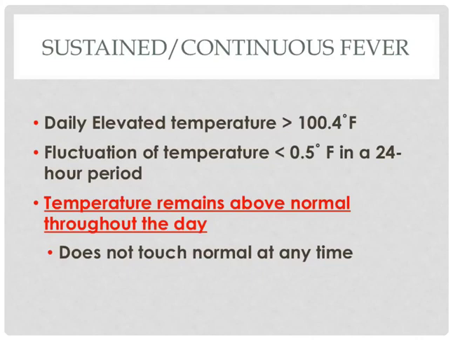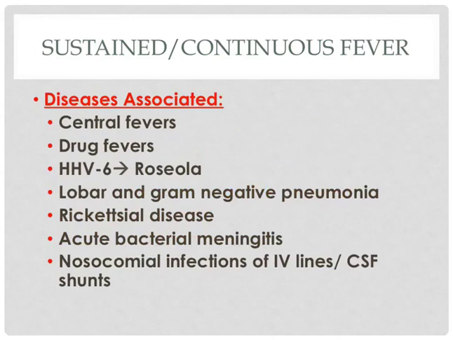So the common diseases associated with this kind of pattern: central fevers, drug fevers. If a patient presents like this, and actually personally I've seen that with drug fevers more often than not at Moffitt. There's roseola, which kids have, and febrile seizures, lobar and gram-negative pneumonia, rickettsial disease, acute meningitis with bacterial meningitis, and also the nosocomial infections with IV catheters or CSF shunts. So keep these in mind with sustained or continuous fever.